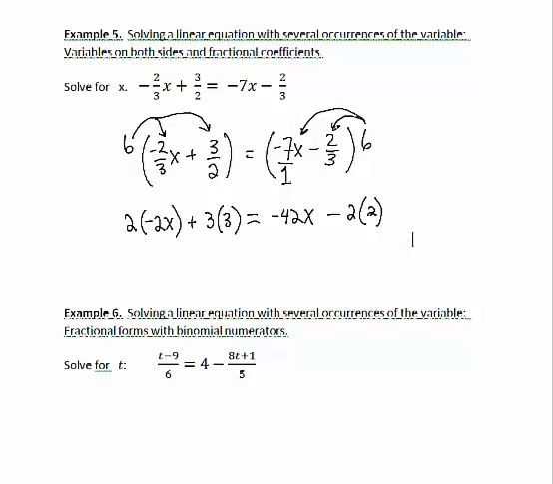So we'll go back through it and clean it up. Not really moving things around. We need to carry out the multiplication. 2 times negative 2 is negative 4x. 3 times 3 is a 9. Negative 2 times 2 is a negative 4.